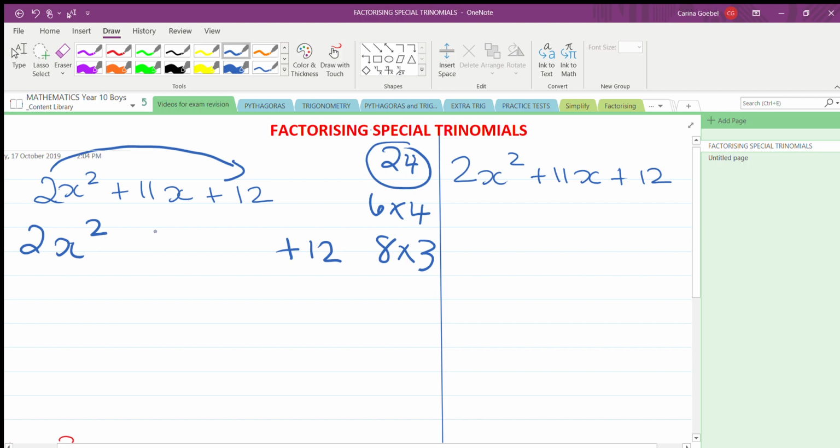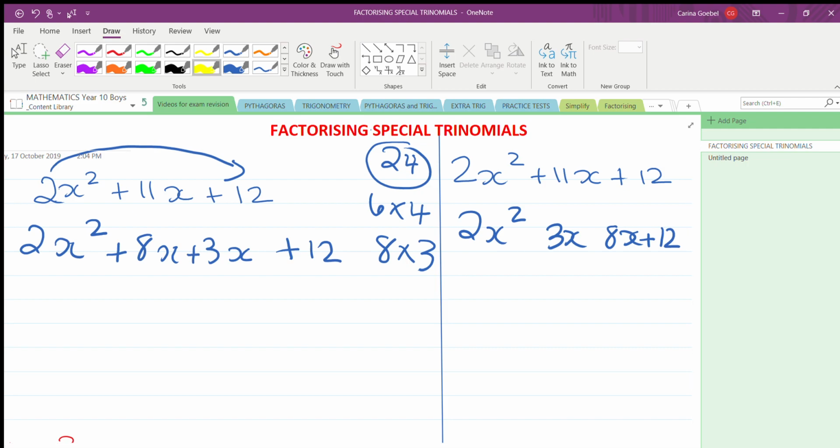You put down your 8x and your 3x. It doesn't matter which way around you do them. I will just do it the other way around on here, just so that you can see. So if I was to put 3x first and 8x, you will see what will happen. Next thing is decide on your signs. You have plus 11, so therefore you would need plus 8 plus 3 to get plus 11.